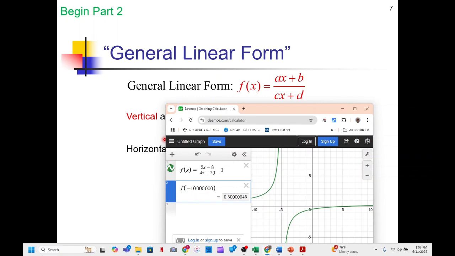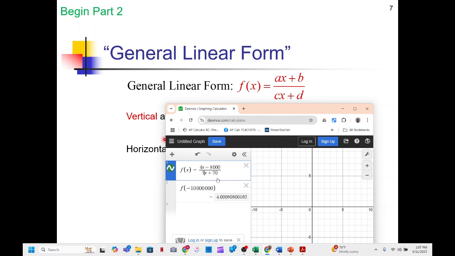Well, here's another experiment. Let's see what would happen if I change this -8 to a negative 8,000. So we're still very close to about 0.5. So changing this number didn't really affect things. What if I change this 2 to a 1? Well, now we're very close to about 0.25. What if I reverse it and make this 4x over 1x? Now we're very close to 4.